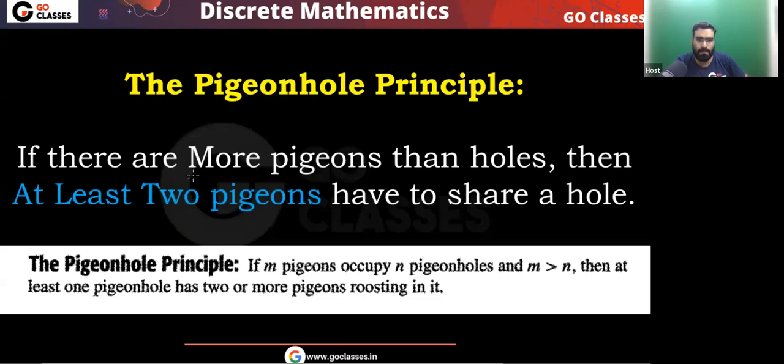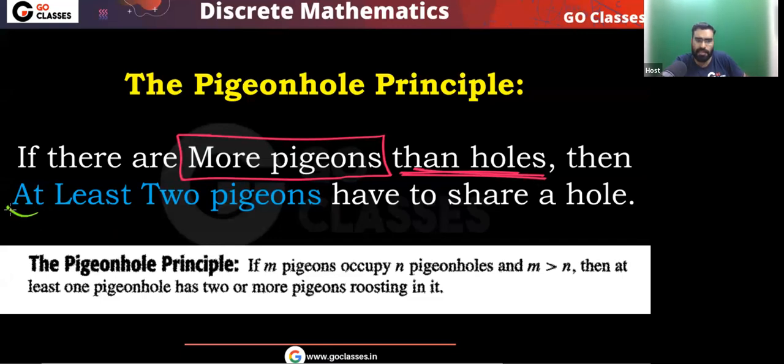So I hope this point is clear. Did you understand that if you have more pigeons than holes, then in this situation, can I say at least 2 pigeons will have to share a hole? Agree?